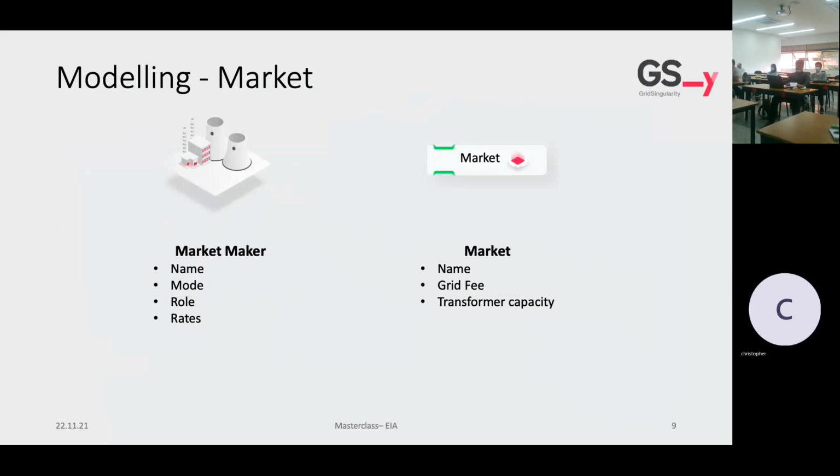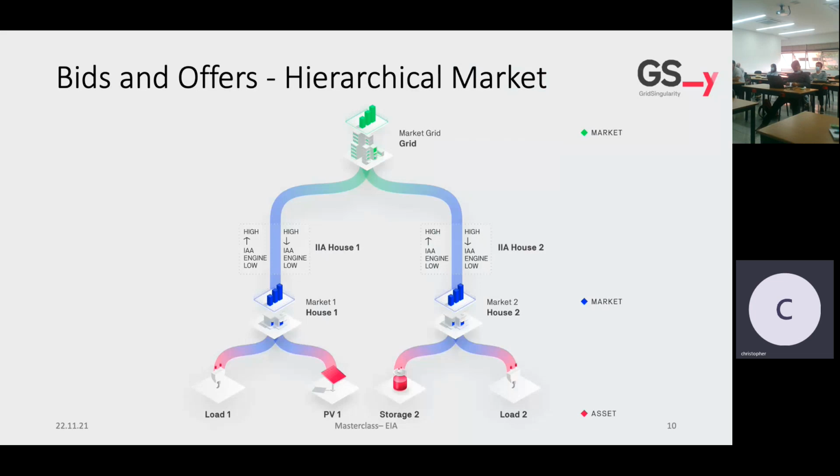Lastly, we have the market. Like I said before, we are building a bottom-up hierarchical market. The role of this market is to group multiple assets or sub-markets together. You can build multiple markets on top of each other to be grid aware. This is an example where we have at the top a grid market that is connecting the community to the wider grid. Then we have two different houses that are also markets in the end. Inside each of those markets, we have energy assets. Inside market one, we have a load and a PV. And inside market two, we have a load and also a battery.